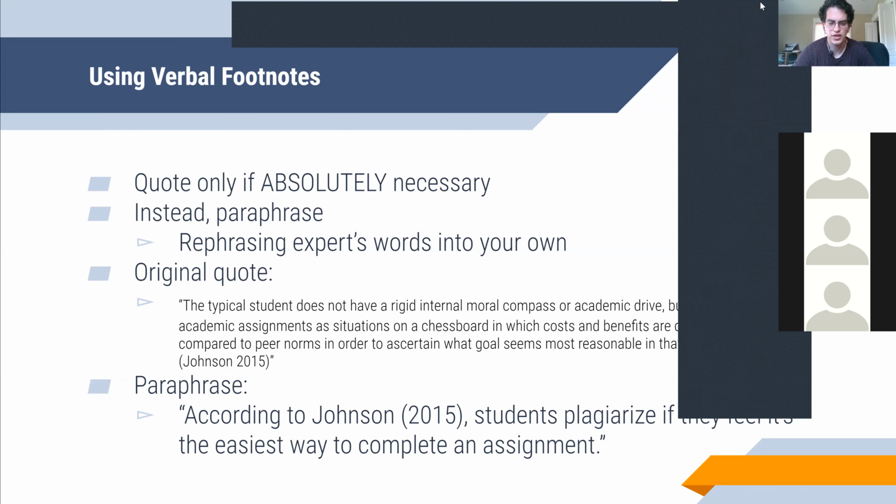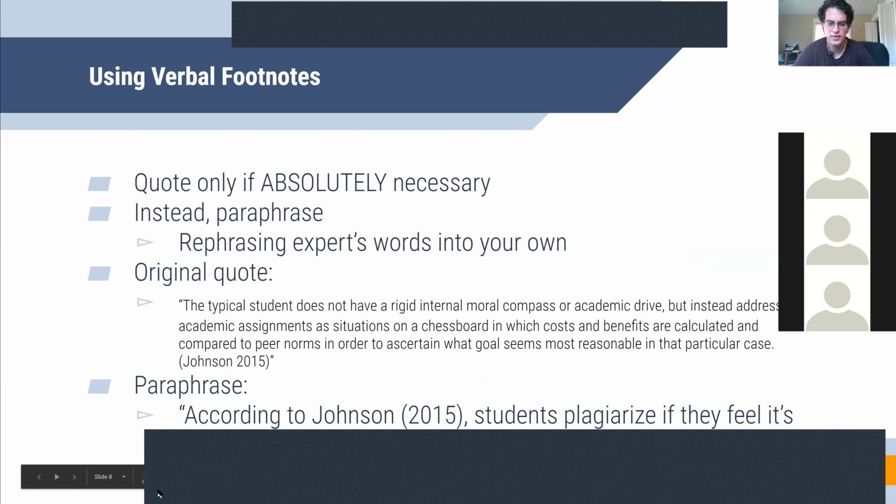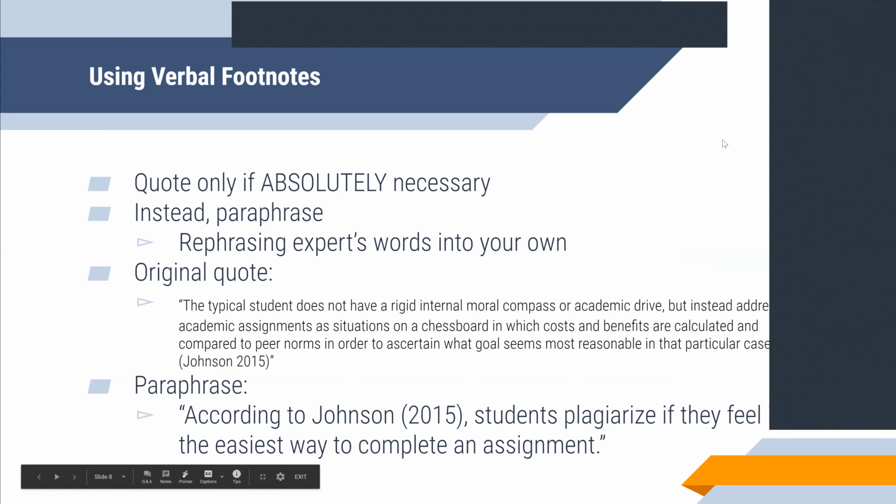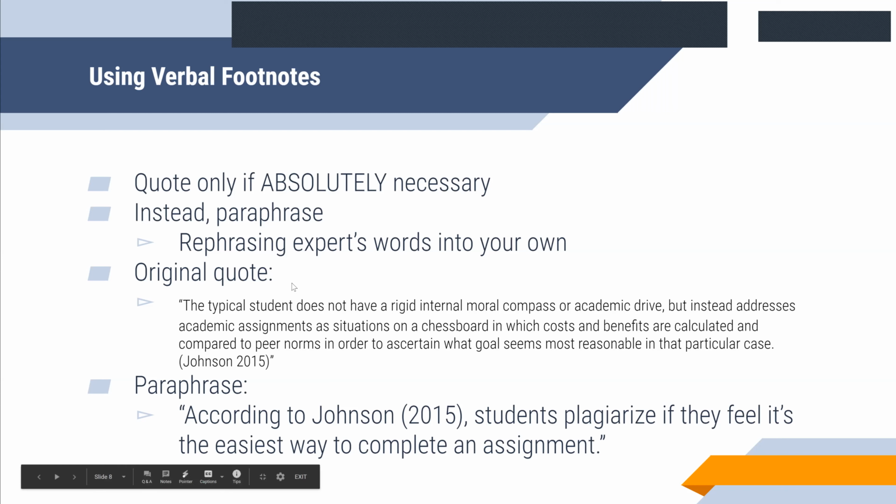That might sound confusing, but an example would be, let's say that I wanted to quote this specific paragraph. I could say, the typical student does not have a rigid internal moral compass or academic drive, but instead addresses academic assignments as situations on a chessboard in which costs and benefits are calculated and compared to peer norms in order to ascertain what goal seems most reasonable in that particular case, according to Johnson. I didn't need to say all that, though. I didn't need to say it word for word, because the audience is very bored by me reading it. You were probably bored by me reading it right now.